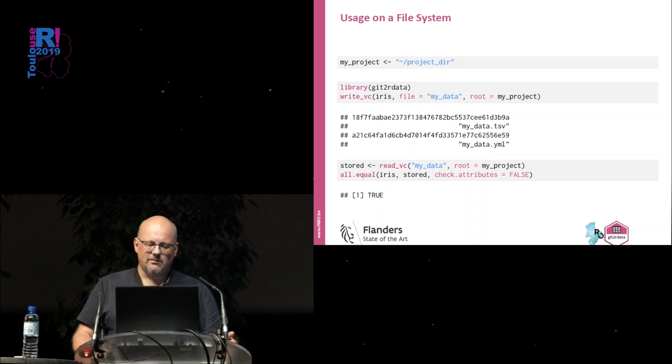You provide the data frame and a file name with a path that is relative to the root, which is the project repository. The function will prepare the data and write the tab-separated file and the YAML metadata file to the disk, and will return the names of those two files and their hashes. This is interesting in case you want to document your import step. And reading it back again is quite simple: just use the read_vc function using the name and the root of the repository. And then you get a data frame back which has exactly the same information as the one you stored.